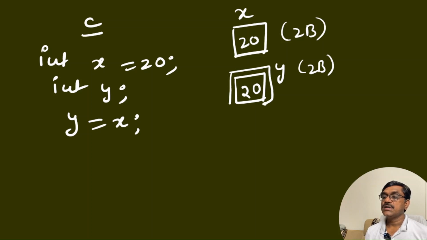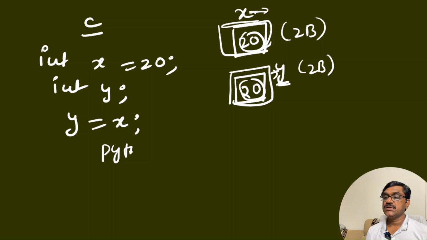Here the box is y, here the box is x. The box represents x, and here the value is 20. Here also, the box represents y and 20 is the value. It means memory is allocated for the variable x, and separate memory is allocated for the variable y. This is the scenario in the C programming language.